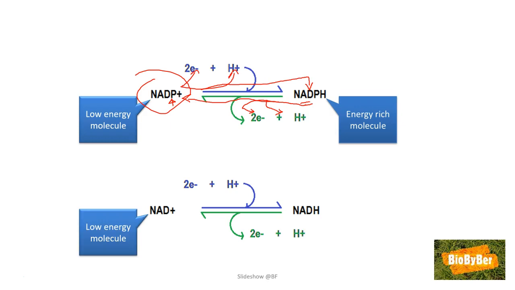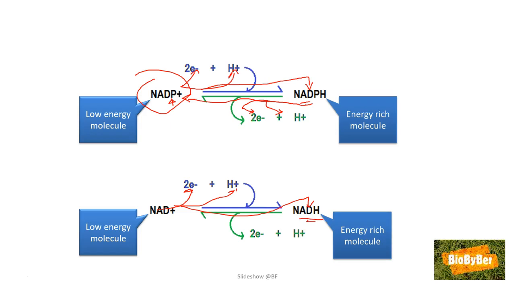We have the same scenario in respiration. The NAD+, which takes part in respiration, is able to pick up 2 electrons and a proton and be converted into NADH, which is a high energy molecule. And the high energy molecule, NADH, can lose 2 electrons and a proton and be converted into NAD+. This sounds rather complicated. We're particularly interested in NADP+ because we're interested in learning about photosynthesis.